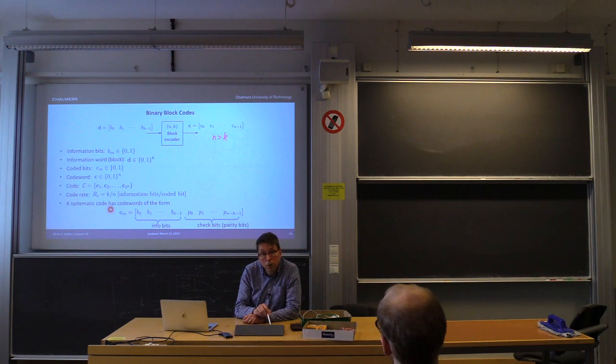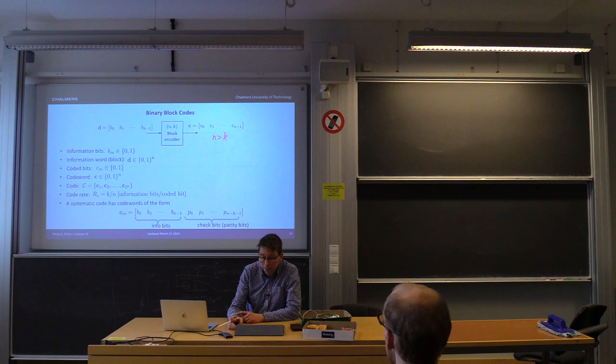Systematic codes, which we use very often in practice. Then the code words have a special structure, namely that the first k bits here are equal to the input. And then we have some extra check bits or parity bits at the end. So then the block encoder basically copies the input and then adds some control bits to this. So this is used, for instance, when we do CRCs and internet checksums and so forth. This is the principle, right?